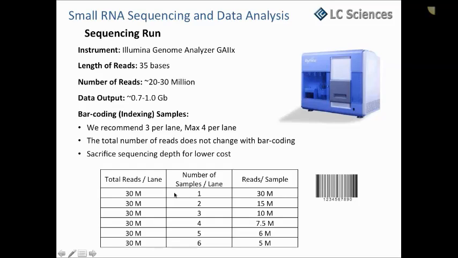If, on the other hand, you are just looking at differential profiling, our recommendation is to use not more than 3 to maximum 4 samples per lane. This would still give you 7 to 8 million reads per sample. If you go below that, we don't recommend it, because then you're losing out on low abundant microRNAs. So for discovery, certainly the best way to go.